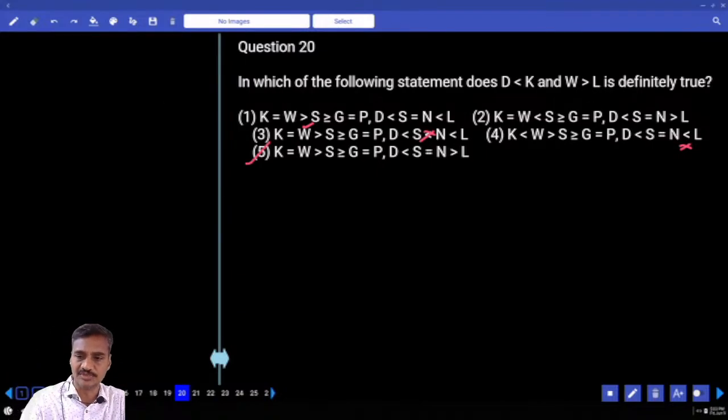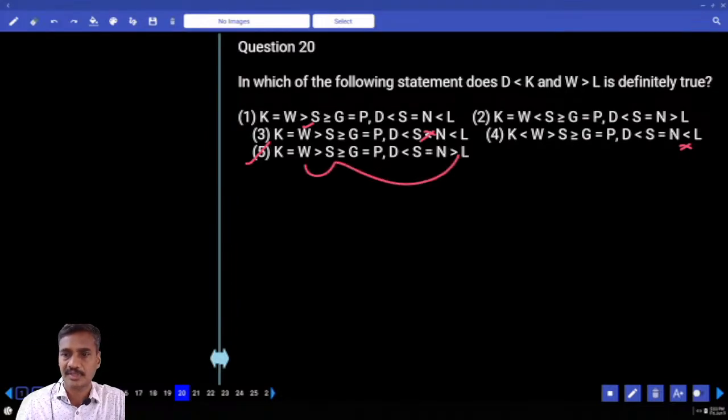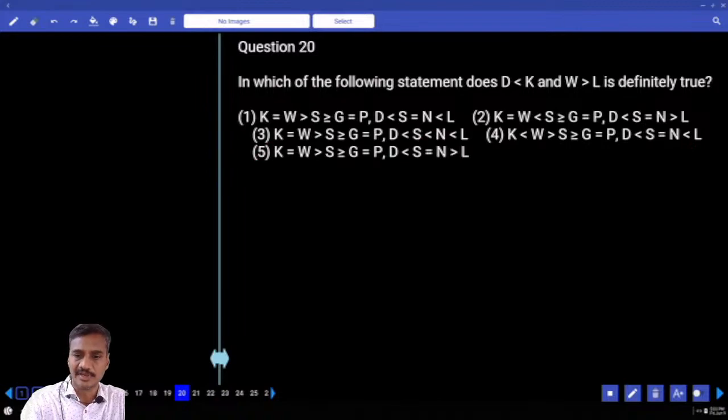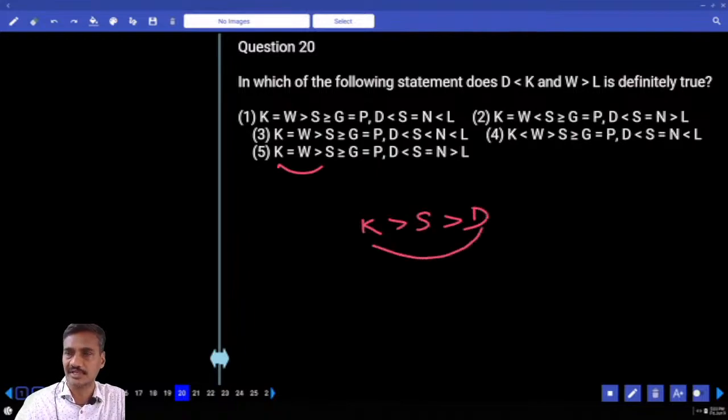Now in this 20, W greater than S, S greater than L, W greater than L is true. And next one, D lesser than K, and K to D. K to S, K greater than S, and D lesser than S means S greater than D. K greater than D is also true. And so choice 5, question number 20.